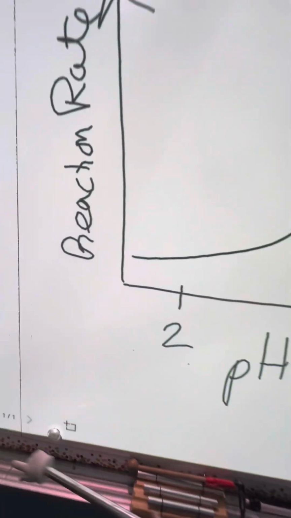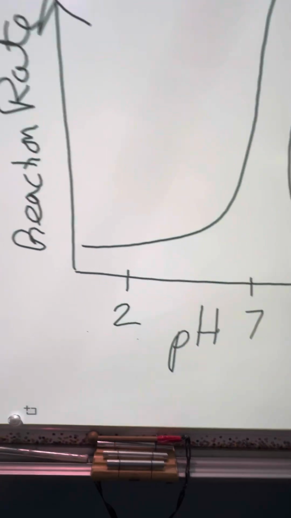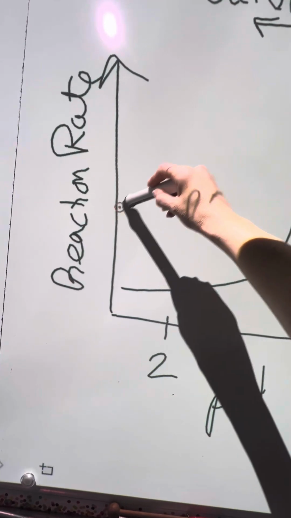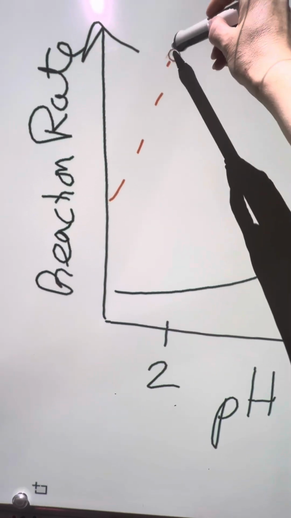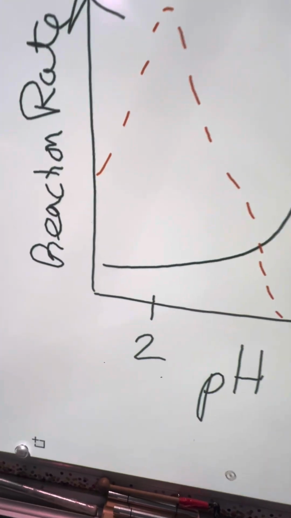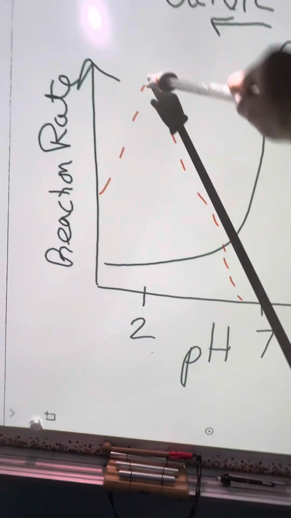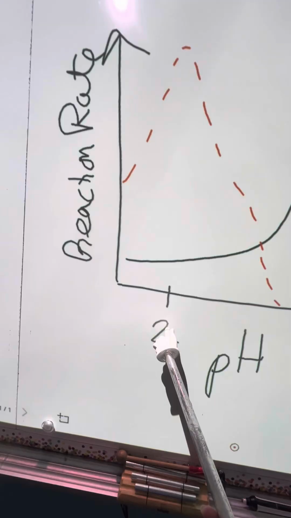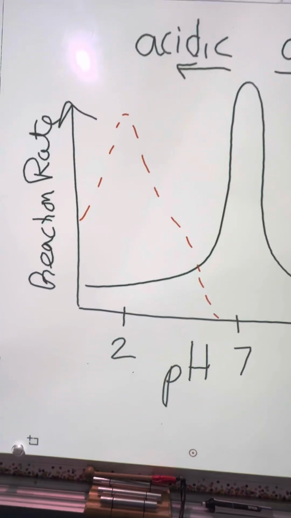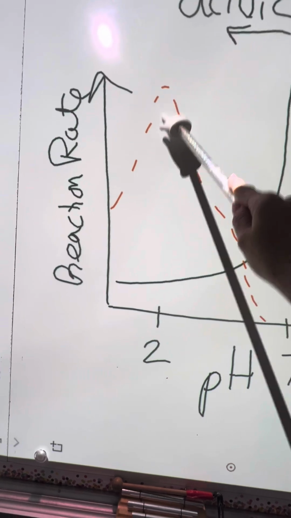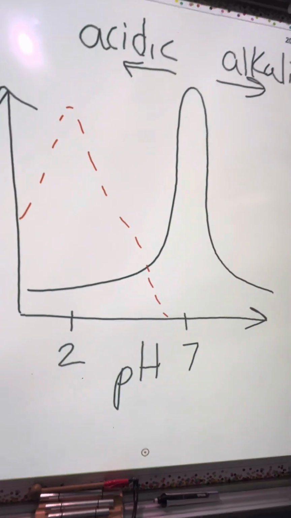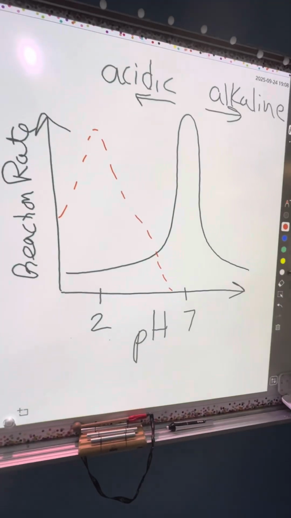Some enzymes have a different optimum pH. For example, there's an enzyme in our stomach called pepsin that is going to have an optimum pH of 2, which makes sense because our stomach has a pH of 2. So the enzyme that's in our stomach, pepsin, is going to work best at that pH. But most enzymes work best at a pH of 7.